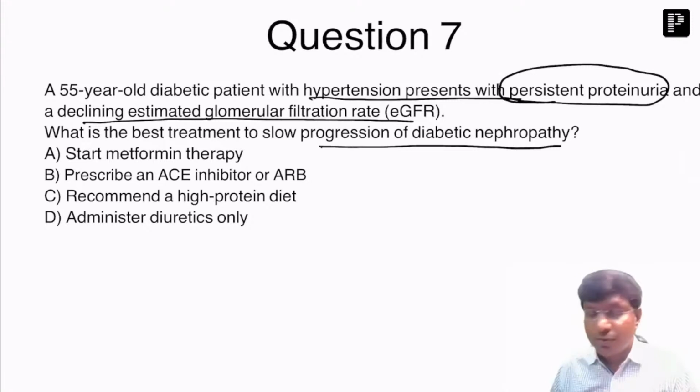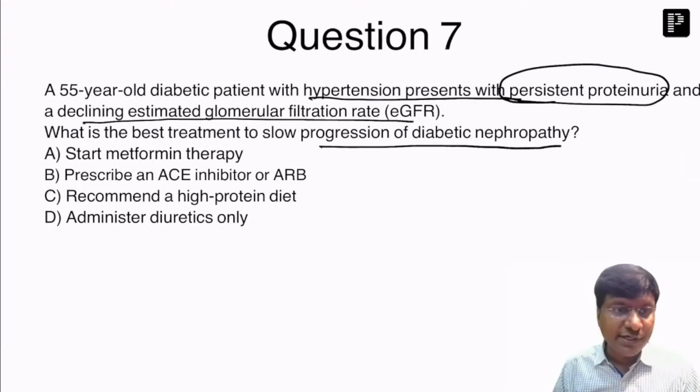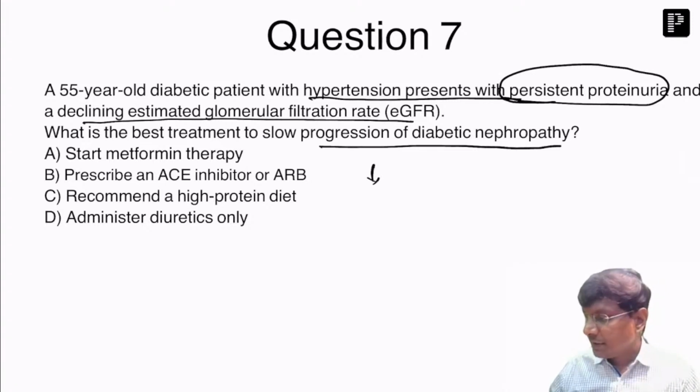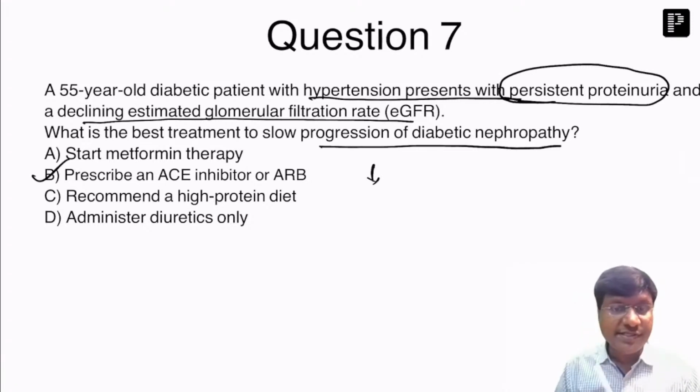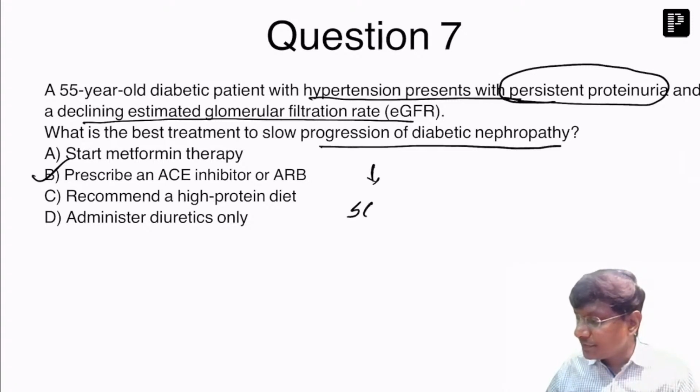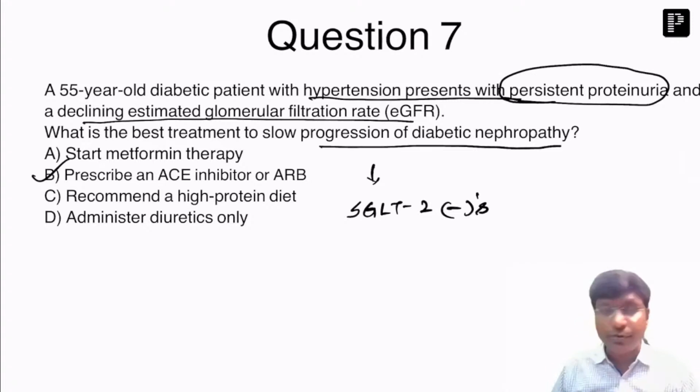So, there is proteinuria. What is the drug of choice? The drug of choice is ACE inhibitors. What will these ACE inhibitors do? They will reduce the intraglomerular pressure by causing efferent arteriolar dilatation. And what is the other group of drugs? That is SGLT2 inhibitors. They also prevent the progression of the diabetic nephropathy, right? But here the answer is B.